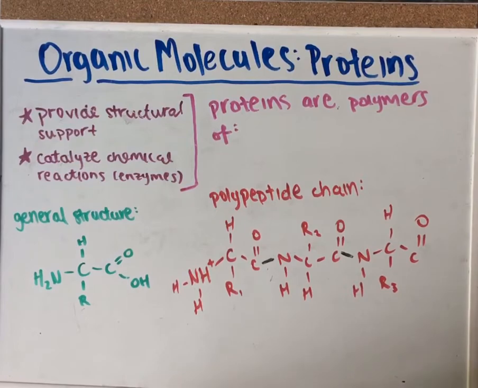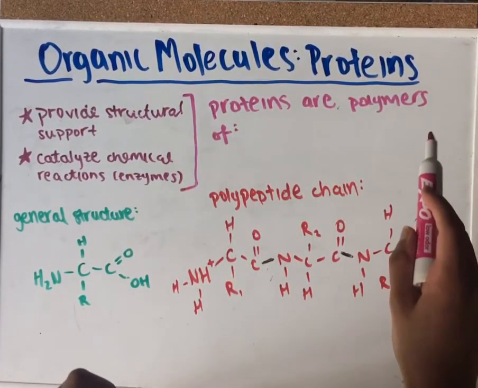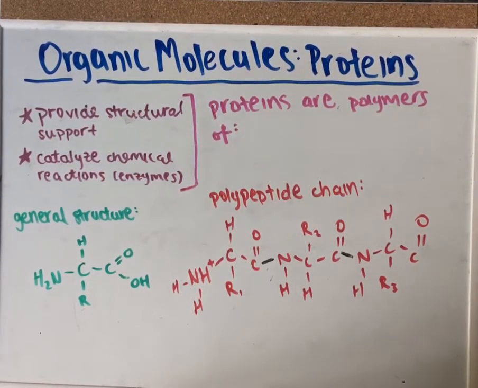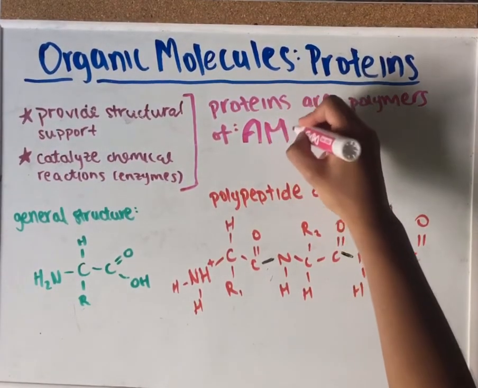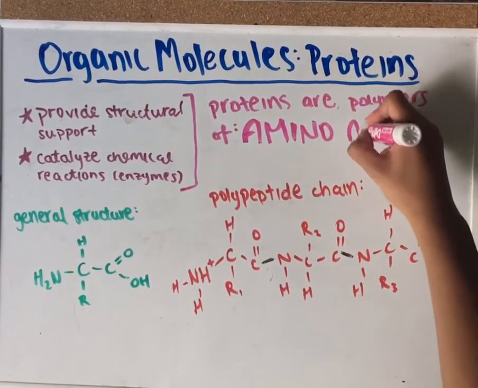Proteins provide structural support in cells, specifically in the movement and shape of cells, and they catalyze chemical reactions. In this case, they would be called enzymes. So proteins are polymers. You might be asking, what are polymers? Polymers are complex molecules that are made up of simpler repeating units, and these units are called amino acids.